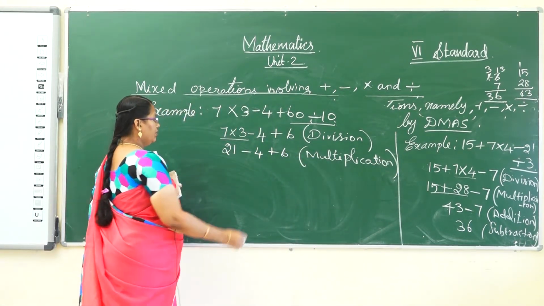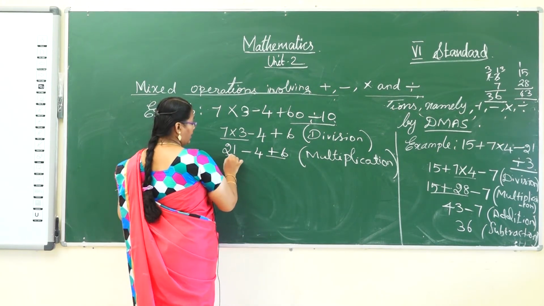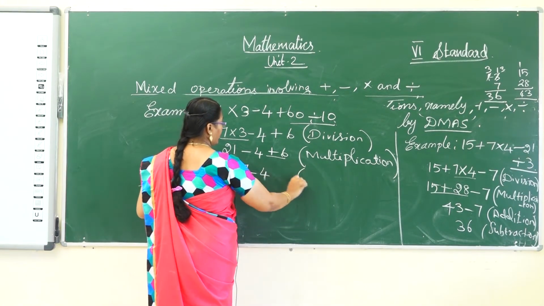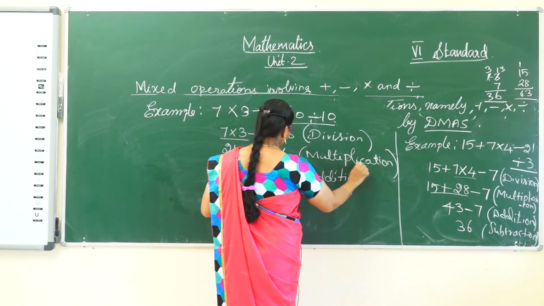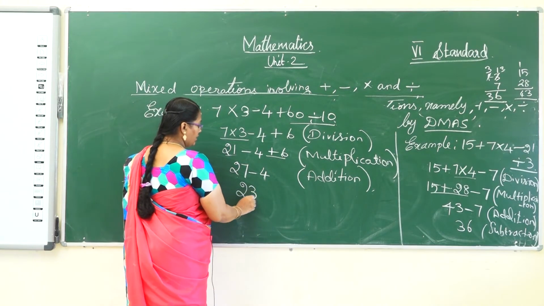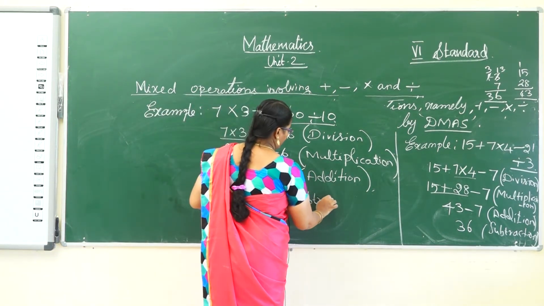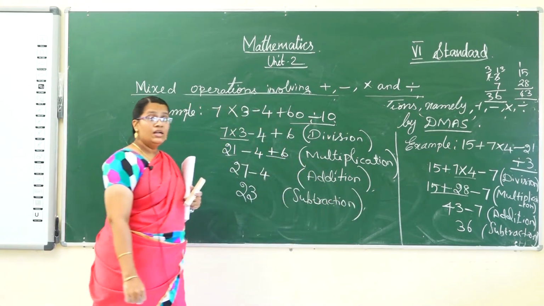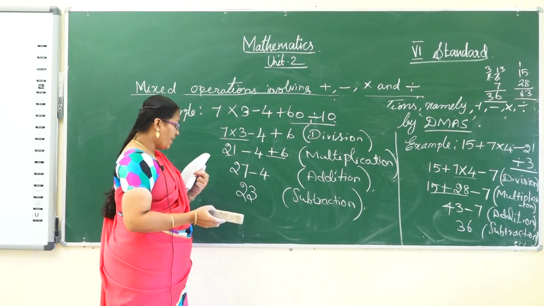Next preference to addition. Here these two are to be added: 21 plus 6 is 27. Then 27 minus 4, which is 23. Here write subtraction. So here we follow the rule DMAS. I hope you all understand. Now see exercise 2.1.